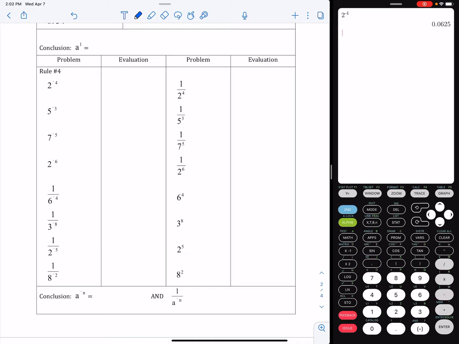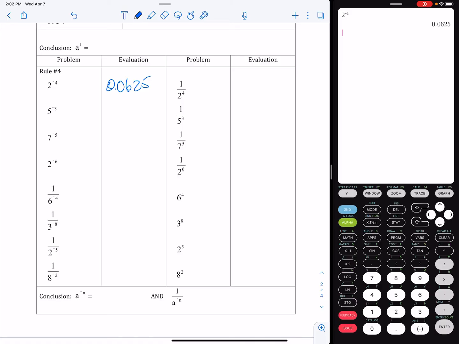So in this particular case, it gives you 0.0625. And you'll do that all the way down. When you get down to this one, what you're going to do is type in 1 divided by 6 exponent negative 4. You type it in exactly the way you see it, and then you hit the enter key. So that's what we're looking for.